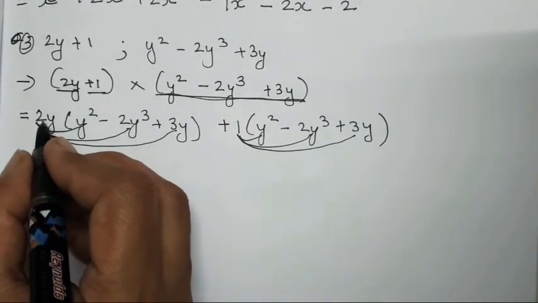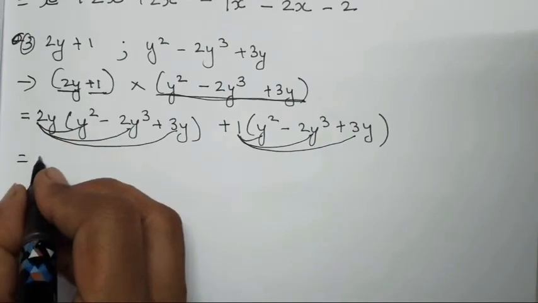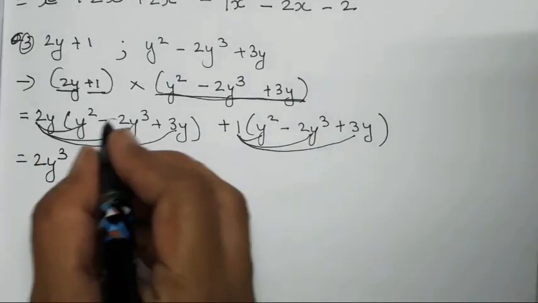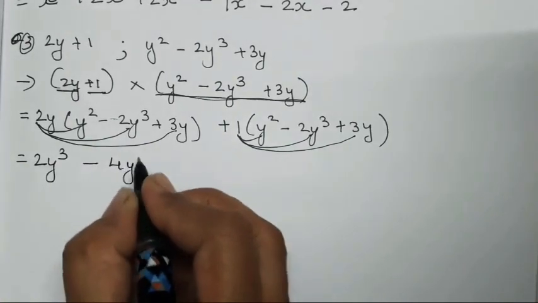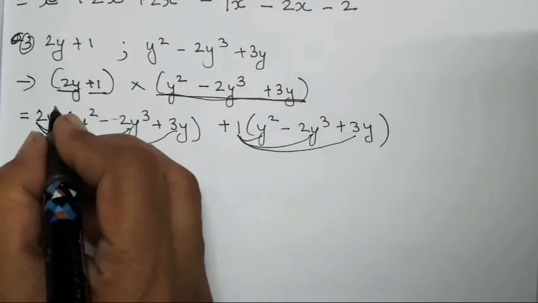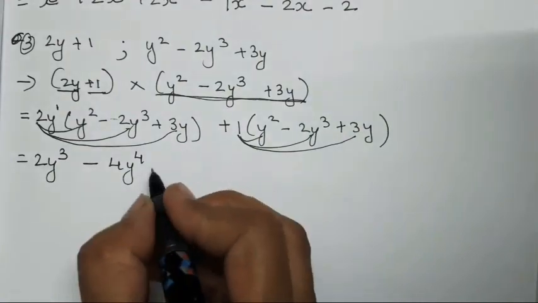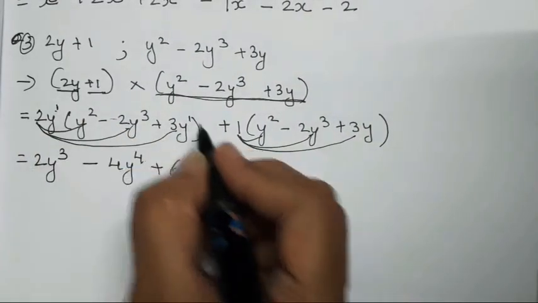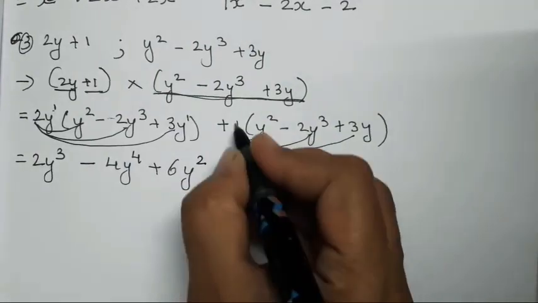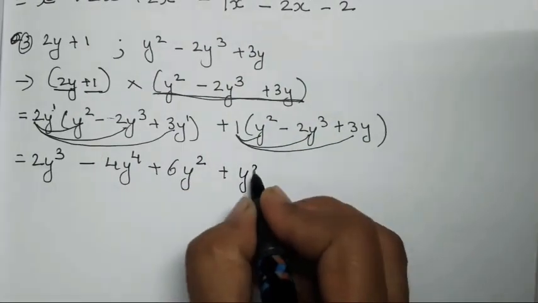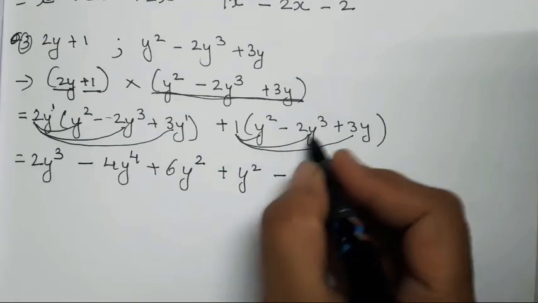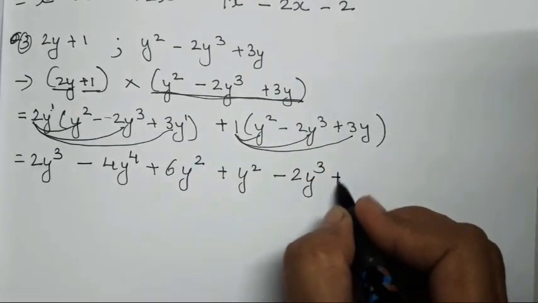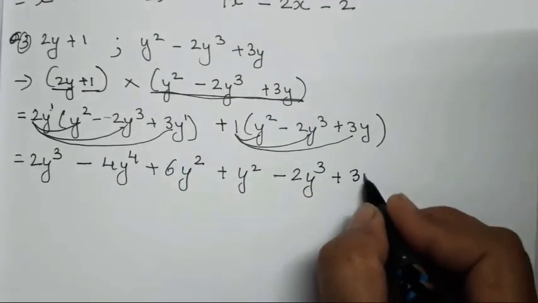So this will be 2y cube minus 4y, 4, over here the power is 1, so remember you all have to add it, plus 2 3s are 6, y, 1 plus 1 is going to be 2, plus 1 into y square, plus and minus minus, 1 into 2 is going to be 2, y cube, plus and plus is going to be plus, 1 into 3 is going to be 3y.